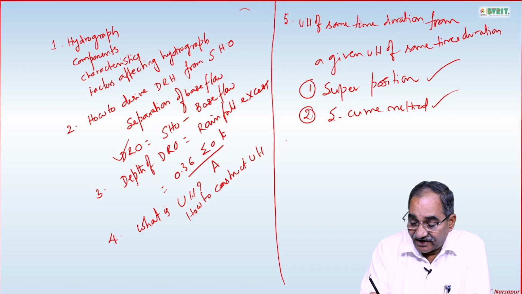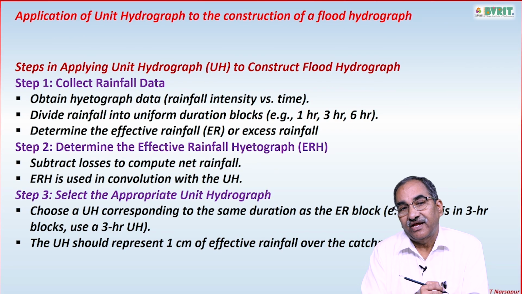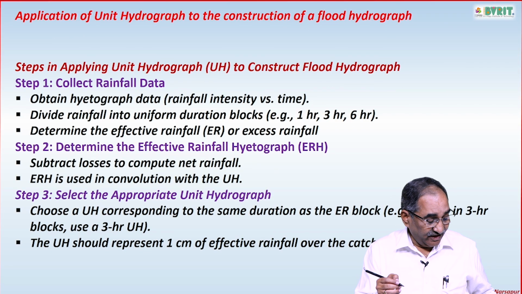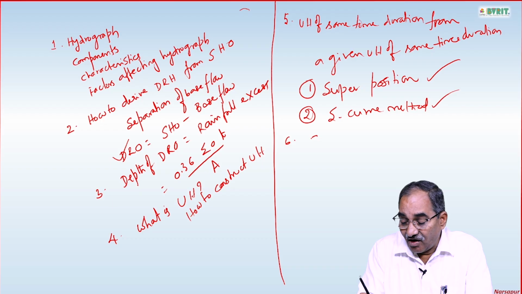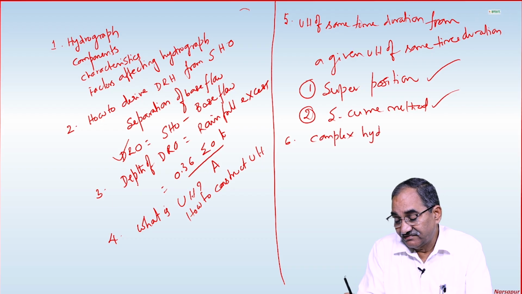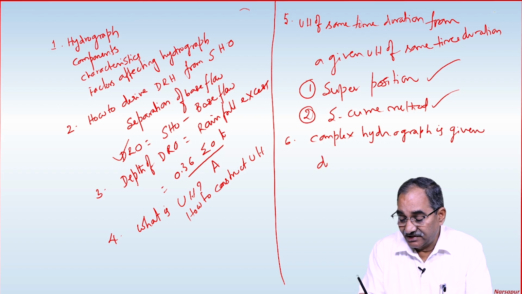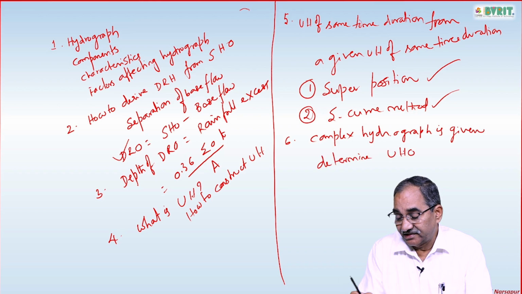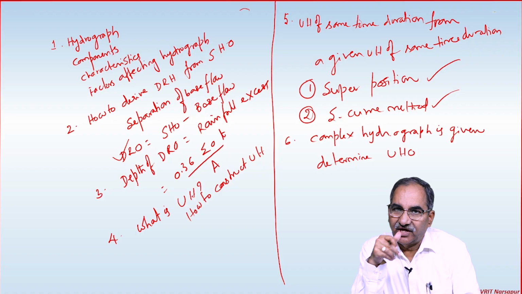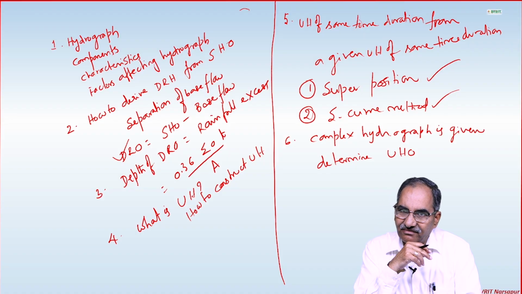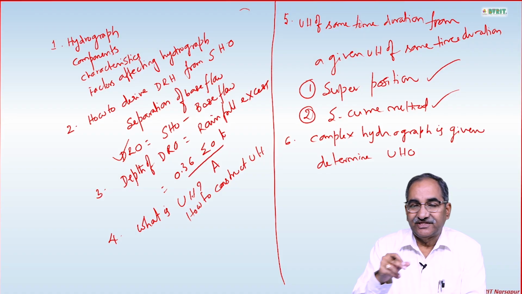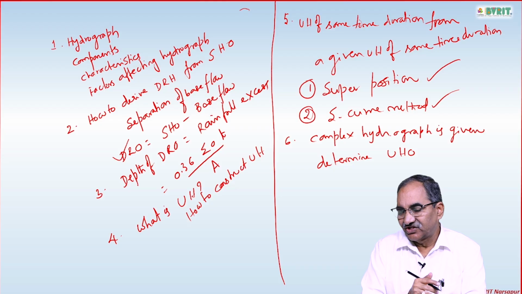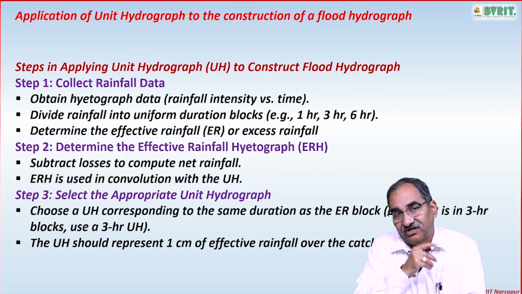Then next we have gone through how, if a complex hydrograph is given, to determine the UH ordinates. That also we have completed. So after completing all these lectures, now we are in the next lecture, lecture 7.